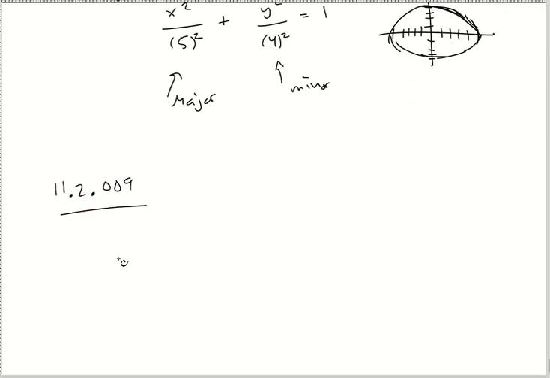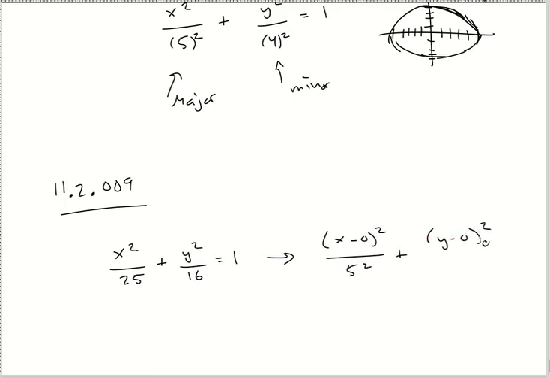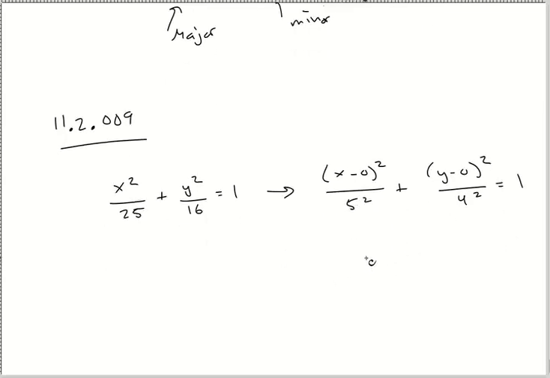11,2,0,0,9. So I got x squared all over 25 plus y squared all over 16 is equal to 1. I'm going to rewrite this as x minus 0 squared all over 5 squared and y minus 0 squared all over 4 squared equals 1. You know what's funny? I just saw that formula a minute ago. Woohoo! Everyone's going to get different numbers on your randomization, so I'm just showing you this is what happened to me. So again, I have a major for sure of 5, and my minor is a 4.